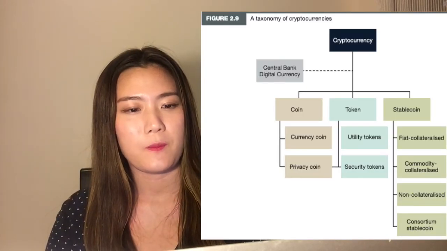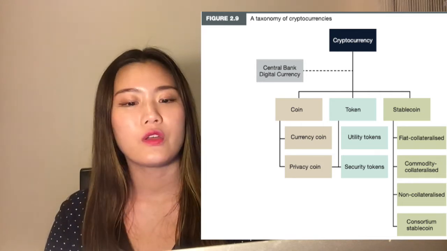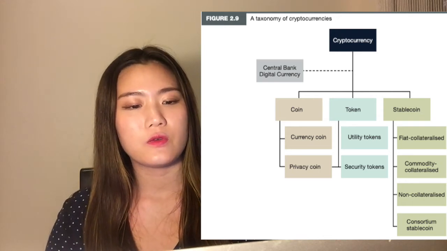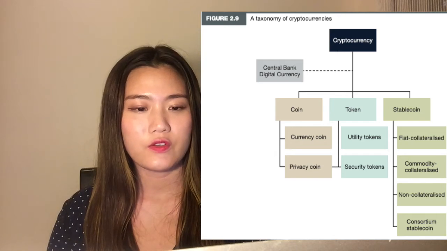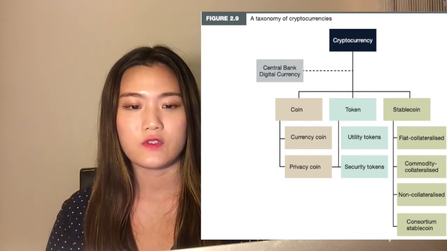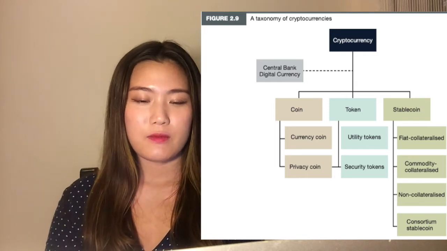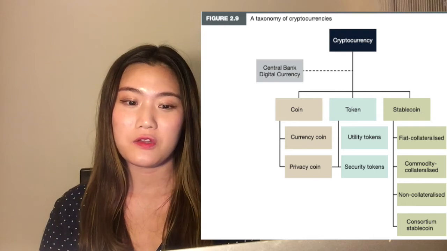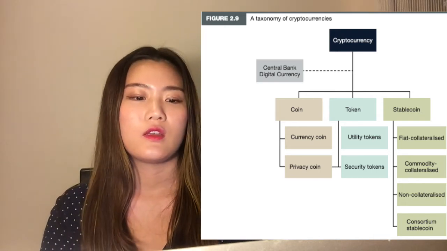A taxonomy of cryptocurrencies. There's coins, tokens, and stable coins. For coins, there's currency coins and privacy coins. For tokens, there's utility tokens and security tokens. And for stable coins, there's fiat collateralized stablecoin, commodity collateralized stablecoin, non-collateralized stablecoin, and consortium stablecoin.